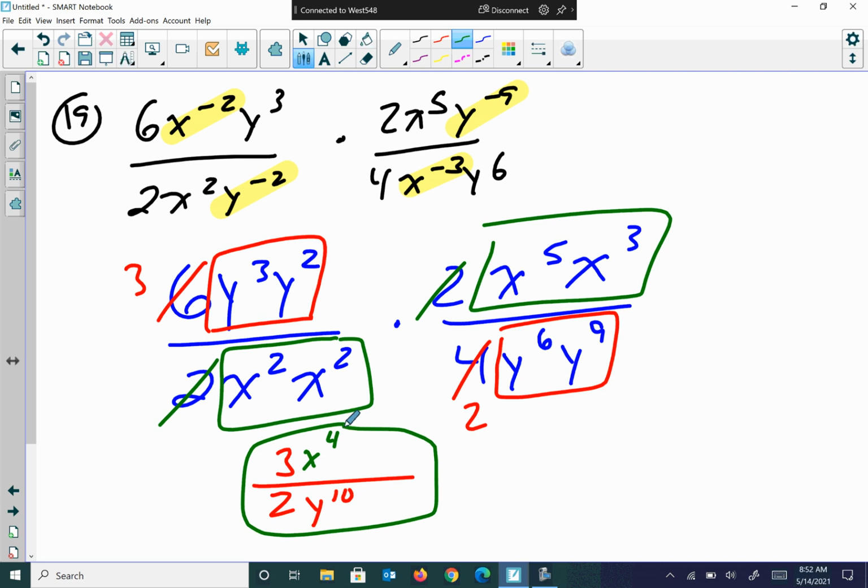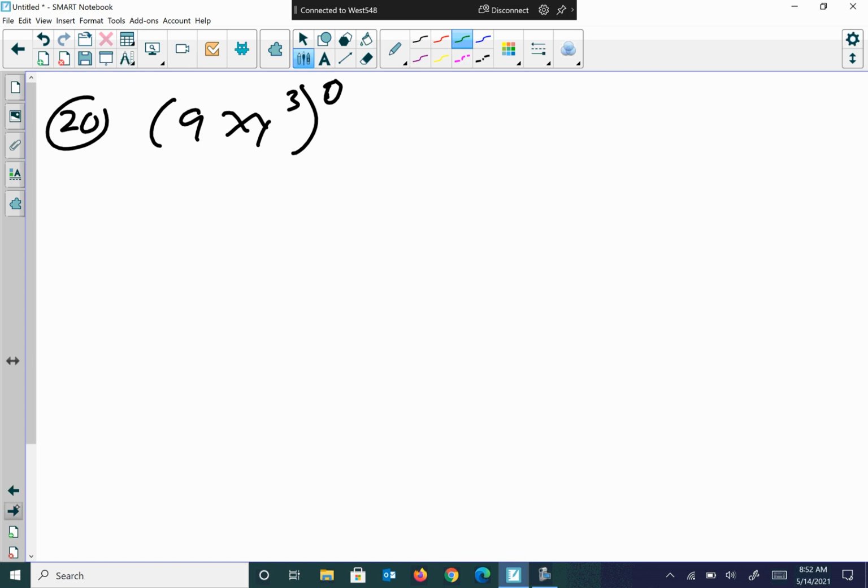Notice I left a whole lot of information. I didn't try to combine a bunch of steps at once. Some of you might be able to, but sometimes it's best to write everything down so you don't get goofed up on those. And last problem for the day.